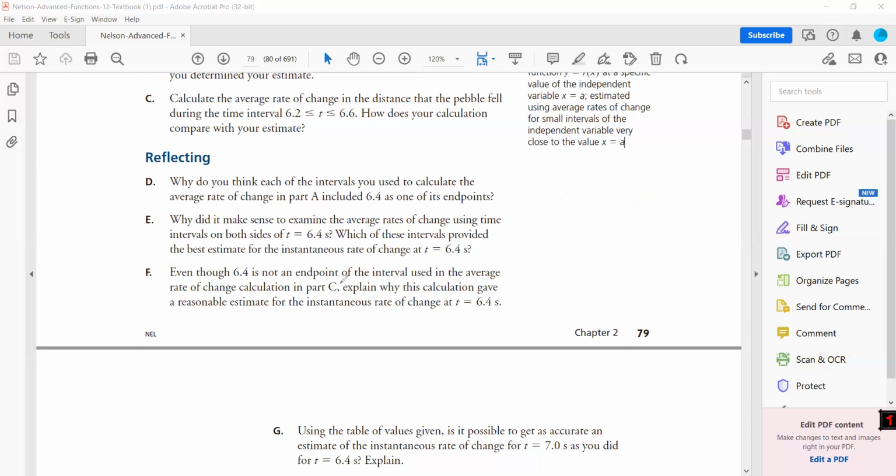Even though 6.4 is not an endpoint of the interval used in the average rate of change calculation in part C, explain why this calculation gave a reasonable estimate for the instantaneous rate of change at t equals 6.4. So it actually gave us a reasonable estimate because this continuous graph won't have dramatic jumps, ups and downs when we move from one point to another.